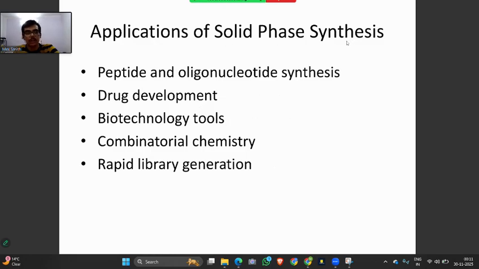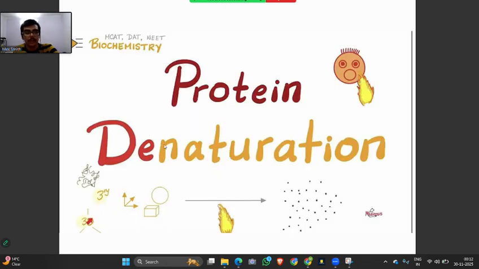Applications of solid phase synthesis are very important: peptide and oligonucleotide synthesis, drug development, biotechnology tools, combinatorial chemistry, and rapid library generation. So the next topic is protein denaturation.